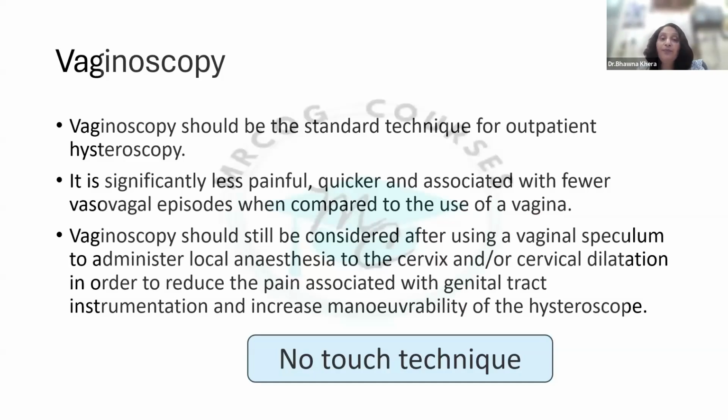Now, vaginoscopy. What is this? This is a standard technique for outpatient hysteroscopy, and this is a no-touch technique. What we do is we insert the hysteroscope into the vagina with the fluid on. As the fluid accumulates in the vagina, it forces the os, and with that pressure only the os opens, and you can directly go with your hysteroscope into the uterine cavity through the cervix, right? You don't need to dilate it, you don't need to catch hold of it.